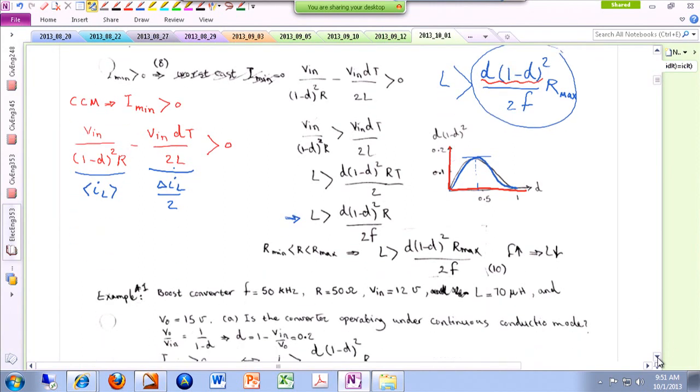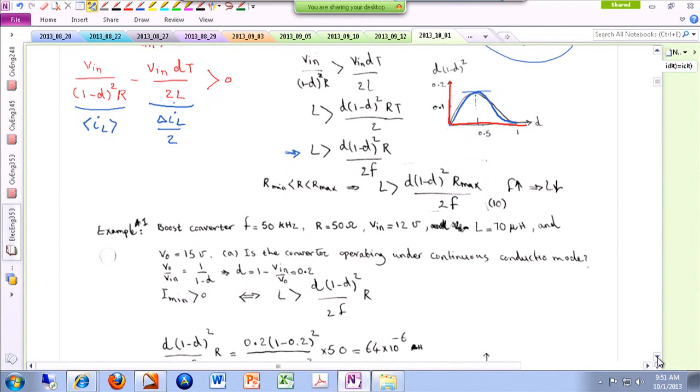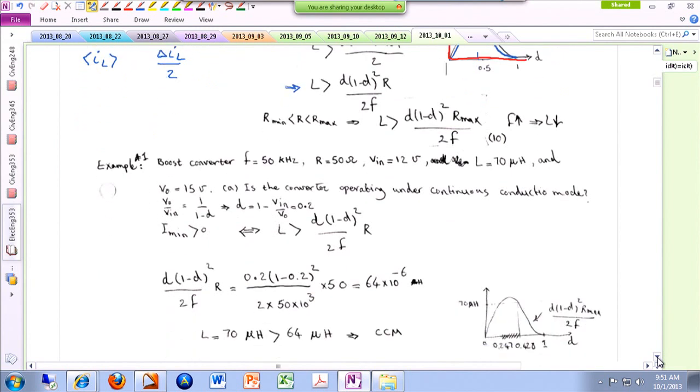And we have an example to actually use this. All right, here is our example. We have a boost converter. The switching frequency is set to be 50 kilohertz, constant. The load is 50 ohms. The input voltage is 12 volts. The inductor has already been chosen to be 70 microhenries, and the output voltage is supposed to be 15 volts.